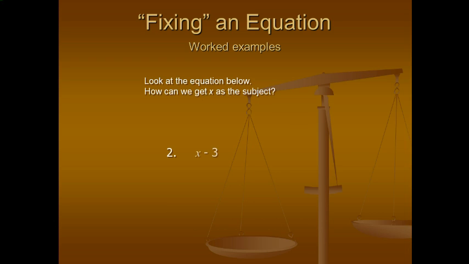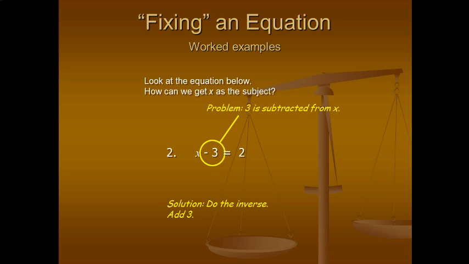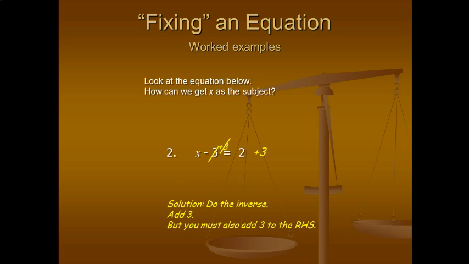Exercise 2. x minus 3 equals 2. The problem is 3 is subtracted from x. The solution? Do the inverse. Add 3. But you must also add 3 to the right-hand side. So the answer is x equals 5.